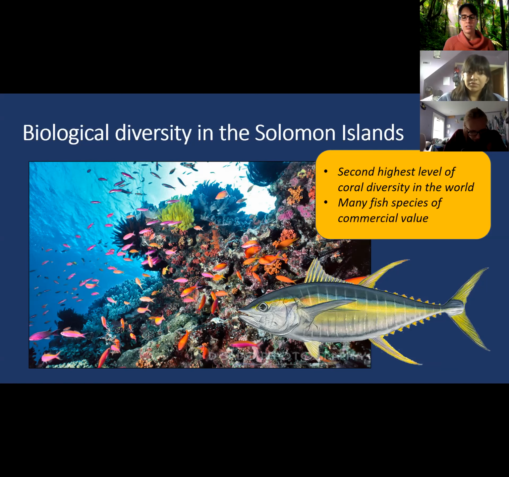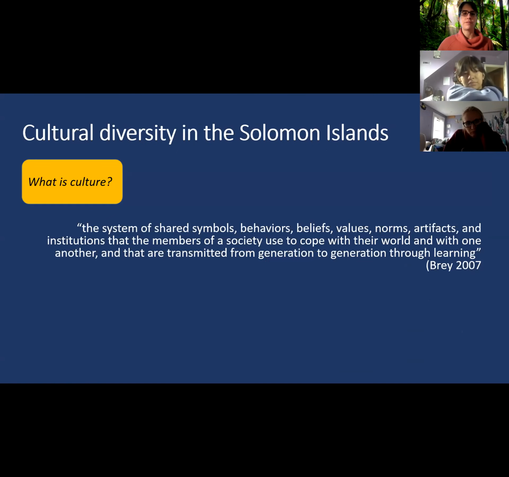So that fish that I pasted in there down there, that's a tuna. There's about 6 different species of tuna that live in the Solomon Islands that are commercially valuable. So very, very commercially valuable fisheries and beautiful coral reefs. Okay, so that's just a quick one on biological diversity. We could just look at pictures of species from there all day, but we don't have time.